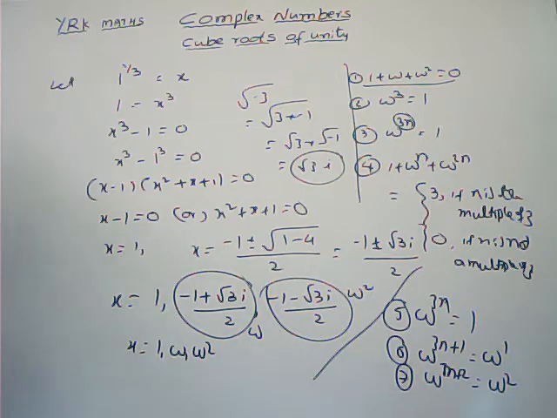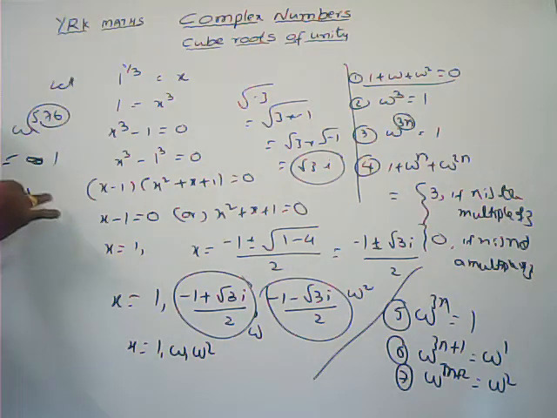If a higher value is there, for example, omega power 576, what is the value of omega power 576? Here, by dividing with 3, is it a multiple of 3 or not? We can check that: 6 plus 5 is 11, 11 plus 7 is 18. So this is a multiple of 3, and directly we can write 1.